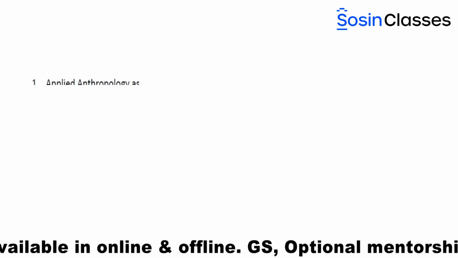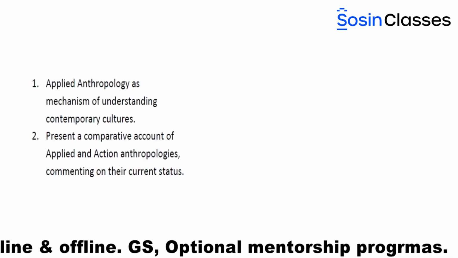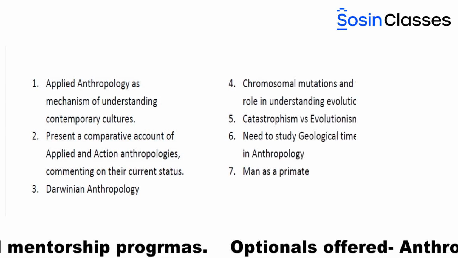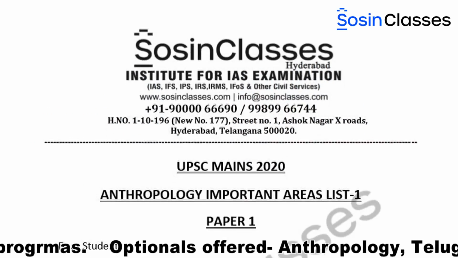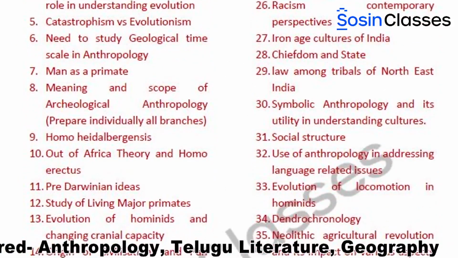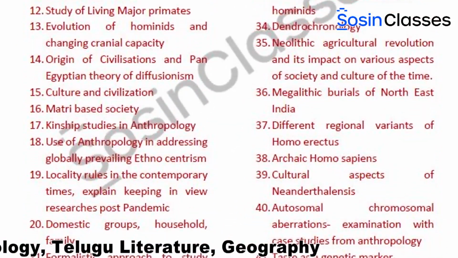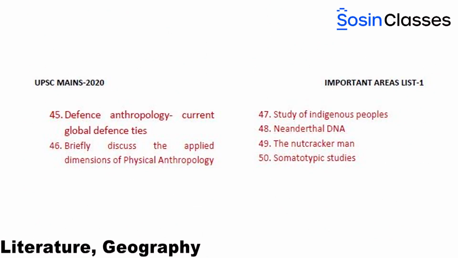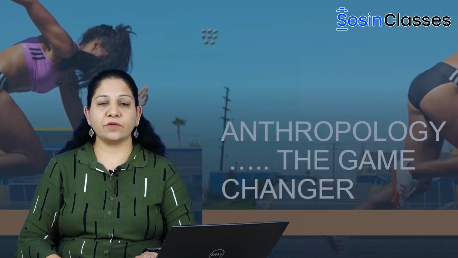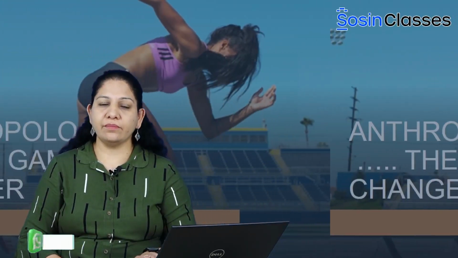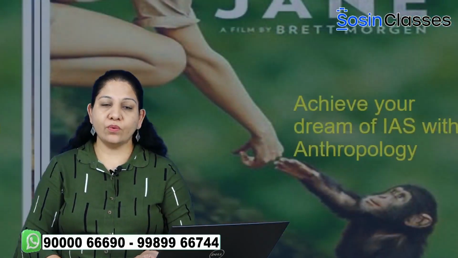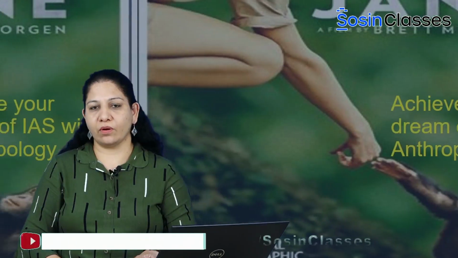There are some questions that I am showing on the whiteboard. This is a short list of 7 questions. The entire list of questions looks as such. This list has 50 questions. All of these should mandatorily be prepared by you for the upcoming exam, because you know that your optional subject, in this case anthropology, has been chosen by you to be the game changer in the UPSC selection. And through this optional subject, you wanted to achieve your dream of IAS.